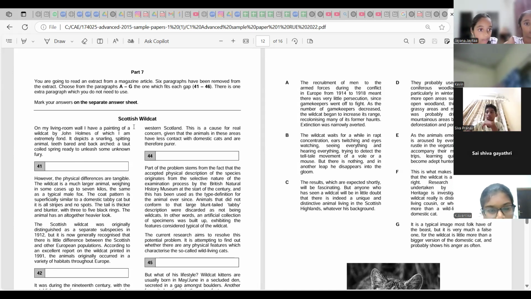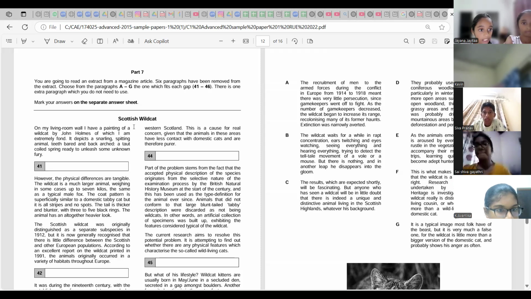On my living room wall, I have a painting of a wildcat by John Holmes, of which I am extremely fond. It depicts a snarling, spitting animal, teeth bared and back arched, a taut coil spring ready to unleash some unknown fury.